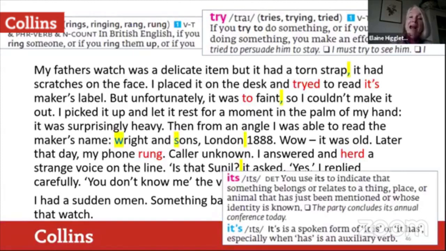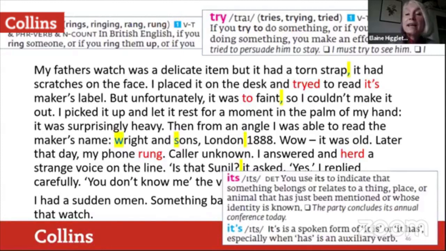My phone rang. So we need to look at the inflected forms that are given in the dictionary to identify the correct one that we need here. Rung is the past participle. Rang is the past tense, which the dictionary gives you. Rings, third person singular, is always shown in dictionaries because some students struggle with the S ending, which can be irregular. Ringing, the ing form, because it's often difficult to spell. Rang, past tense. Rung, past participle.